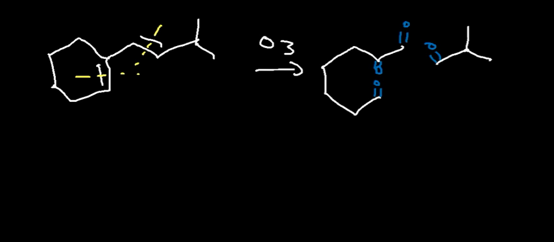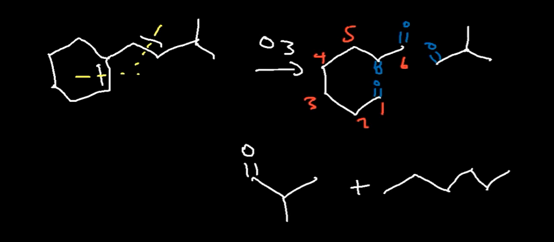We have an aldehyde, which looks like this. And we have this compound, which I'm going to turn into a straight chain. So there's 6 carbons. 2, 3, 4, 5, 6. On carbon 1 we have an aldehyde, and we have a ketone on 5 and an aldehyde on 6. So those are the products for that reaction.